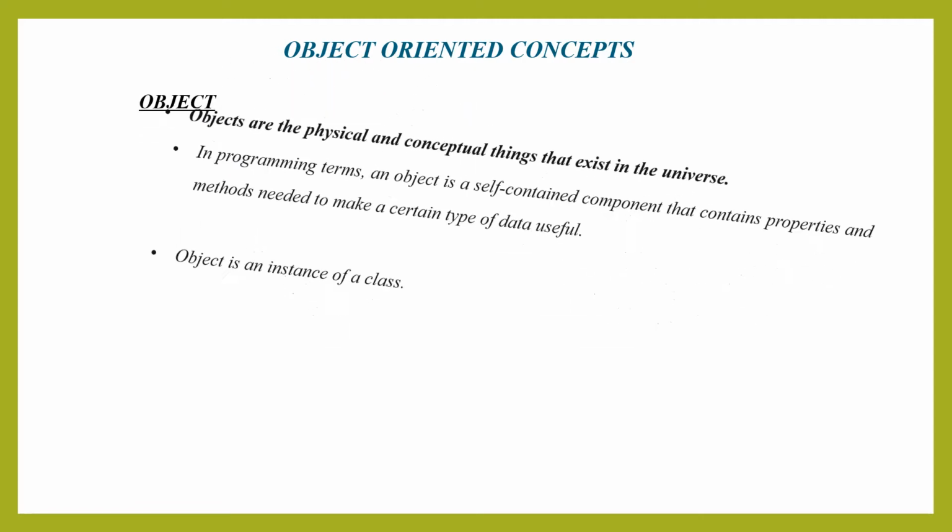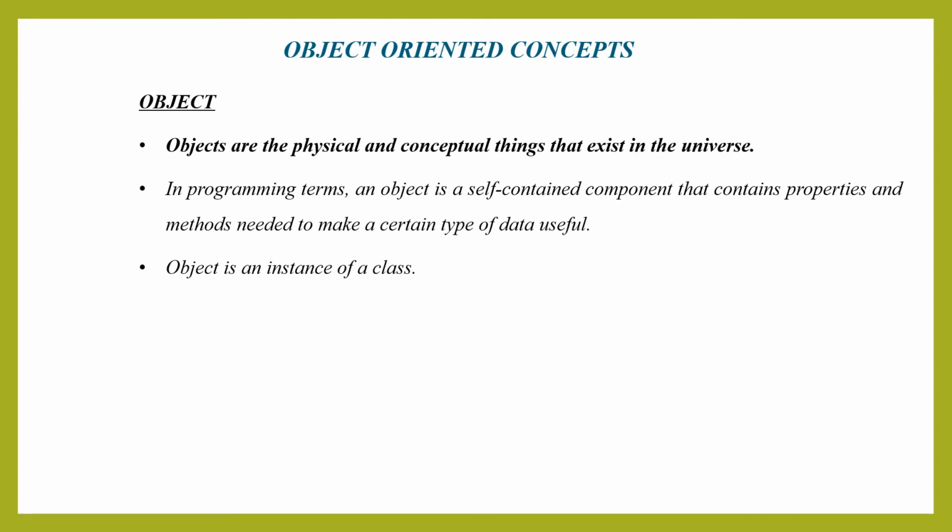Let us see what object oriented concepts are. First, let us see the general definition of object and class. An object is a physical entity present in the universe, which has an existence. In programming terms, it is a component which has properties and some methods required to make use of that object. An object is called an instance of a class.